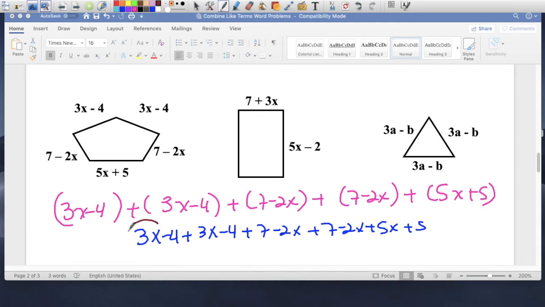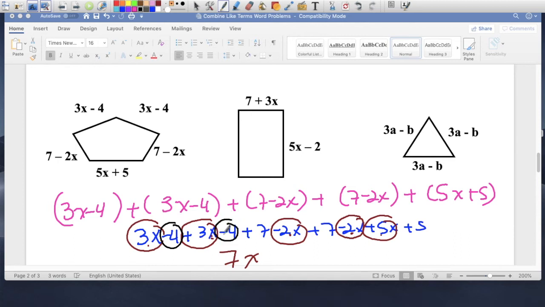Combine like terms. 3x plus 3x plus minus 2x minus 2x plus 5x. So 3 plus 3 is 6. 6 minus 2 is 4. 4 minus 2 is 2. And 2 plus 5 is 7x. So that's 7x. The other ones. Negative 4, negative 4 is negative 8. Negative 8 plus 7 is negative 1. Negative 1 plus 7 is positive 6. And 6 plus 5 is 11. So that's my final answer.